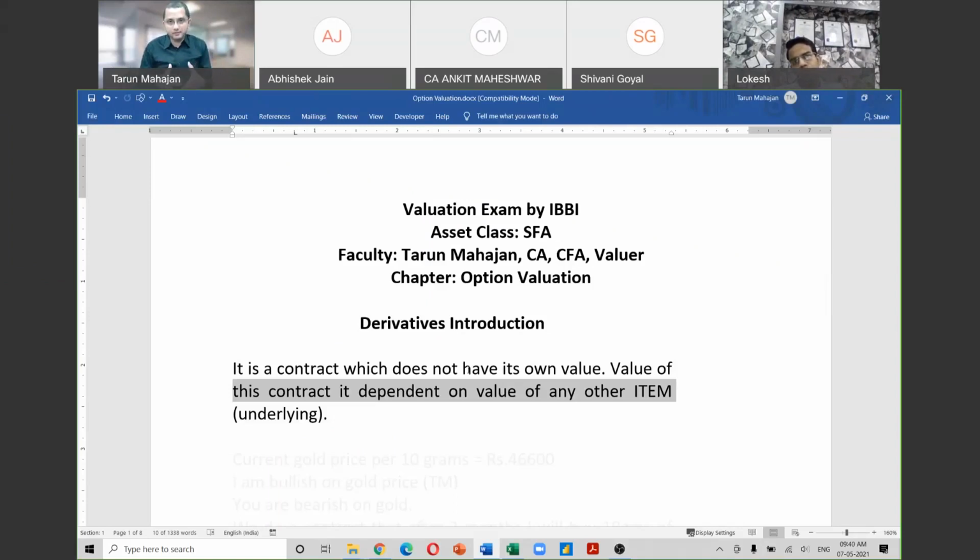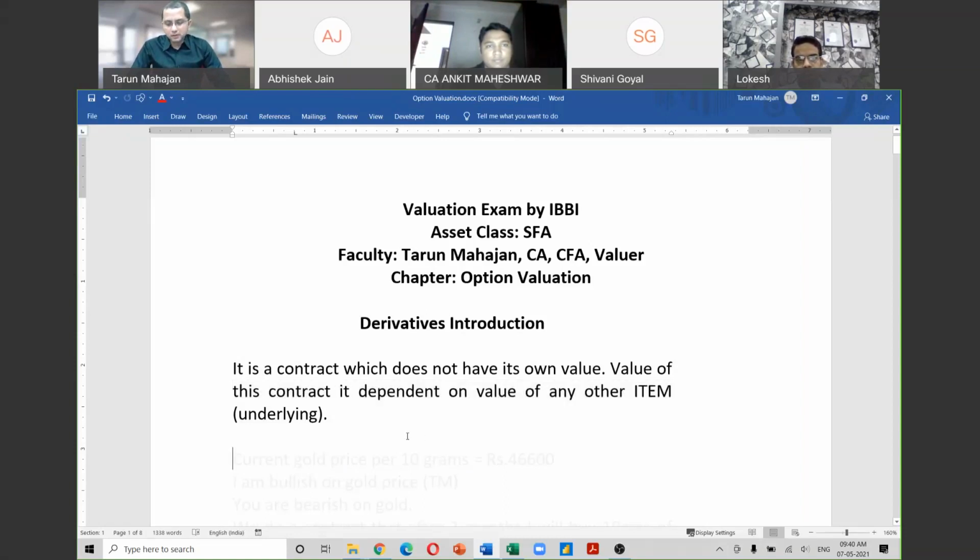What is a derivative? It's a contract. What type of contract is it? It's a contract which does not have its own value. Then how do you determine the value of a derivative? The value is dependent on the value of any other item. That other item is named the underlying. Since the value is derived from another item, the contract is named a derivative.